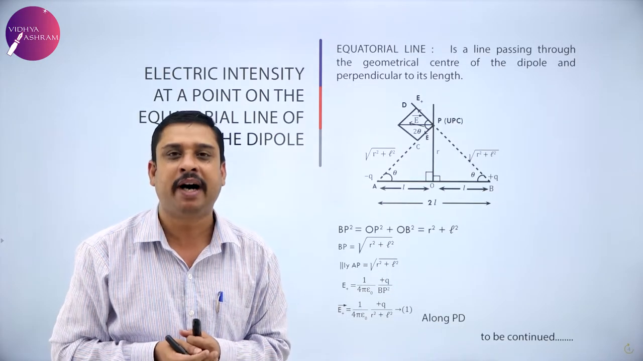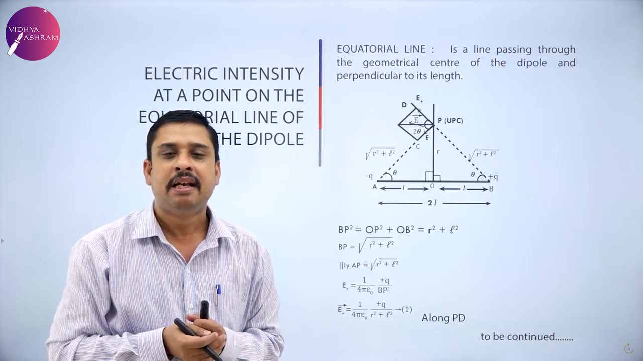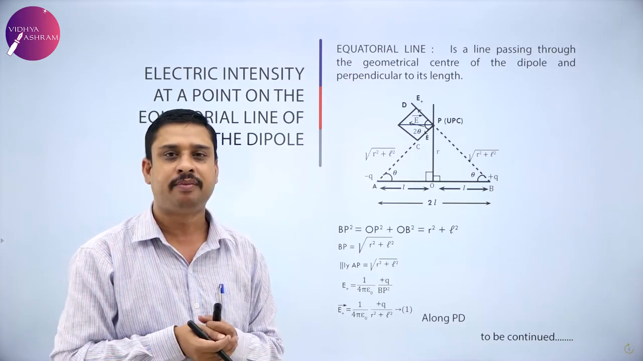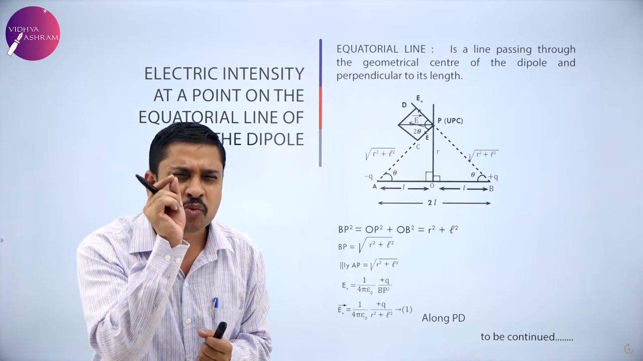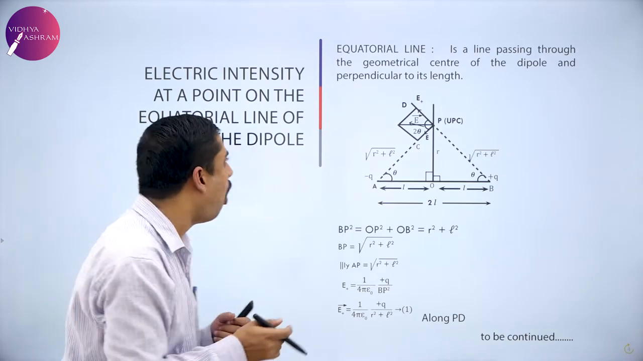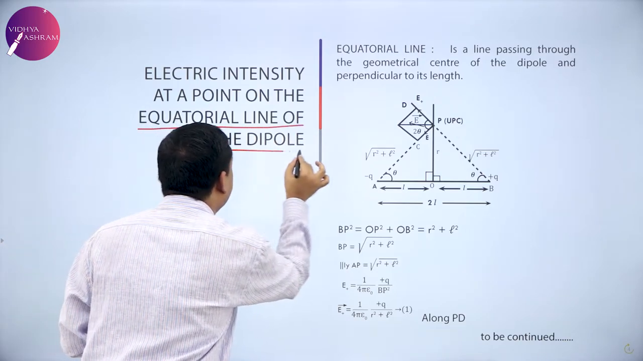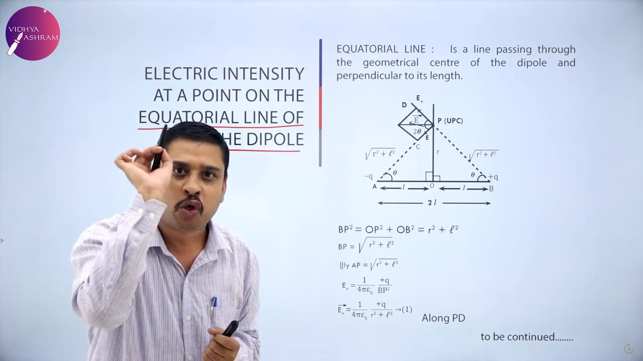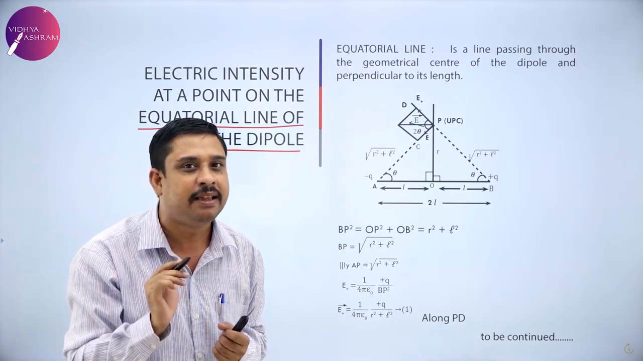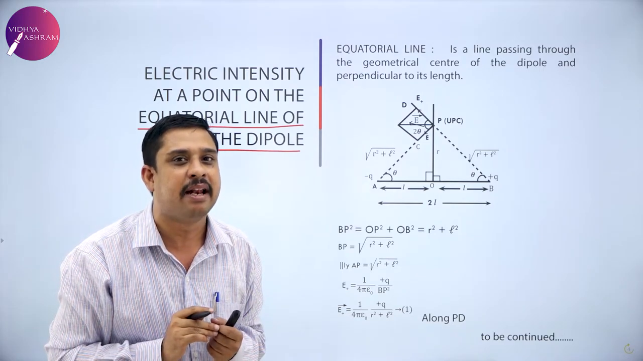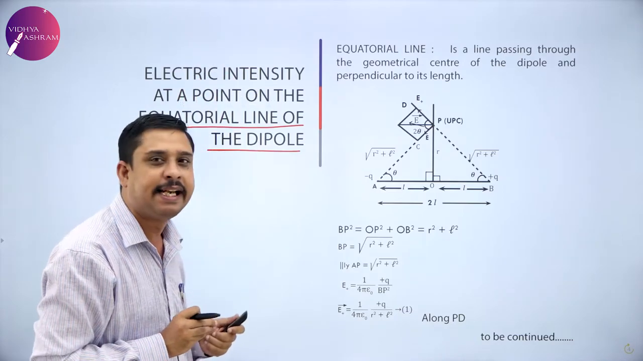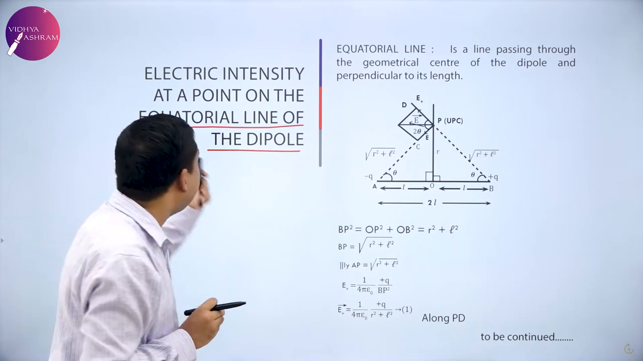Now in the previous work, I have calculated the electric field at a point on the axial line of the dipole. Now on the same grounds, I'll give you all a small assignment. That is to calculate the electric field at a point on the equatorial line of the dipole. I want you all to do this assignment, but once I finish the applications of Gauss law, I'll take it back again. But until then, I expect you all to do this as an assignment.